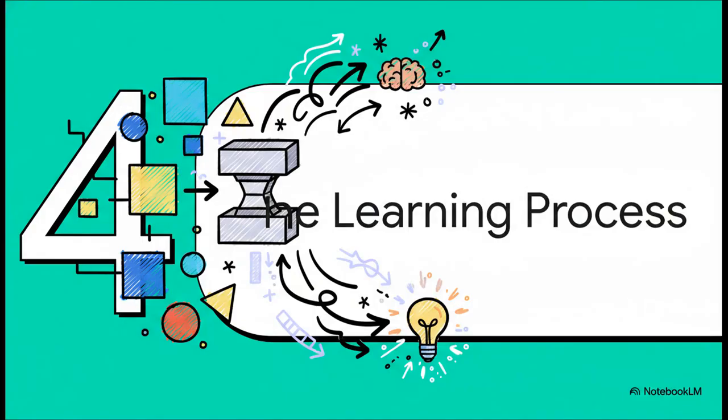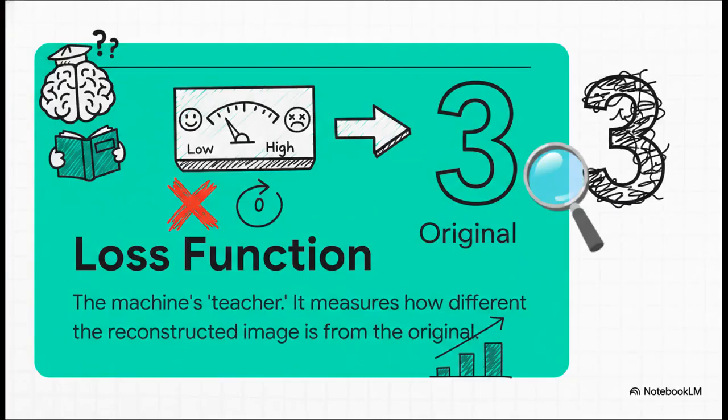But building the machine is only half the battle. A freshly built autoencoder is basically an empty shell. It doesn't know anything. It has to be trained. It has to learn how to see, how to summarize, and how to redraw effectively. So how does it learn?